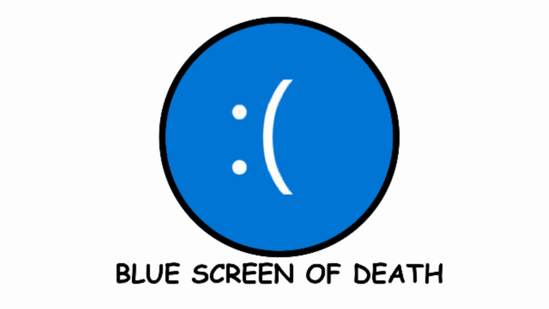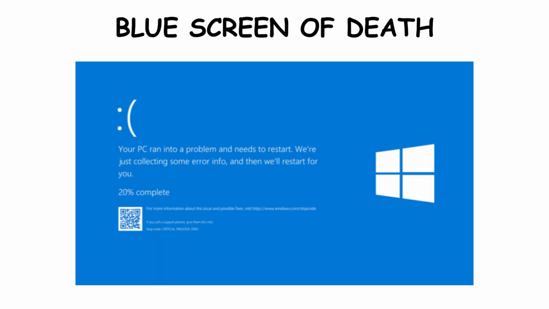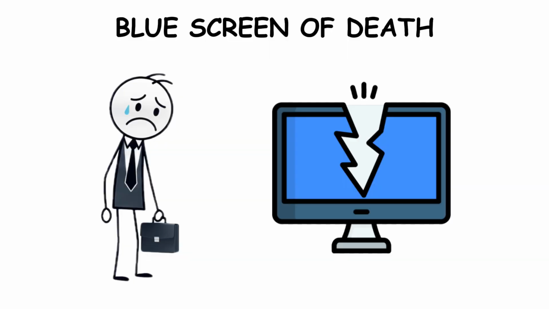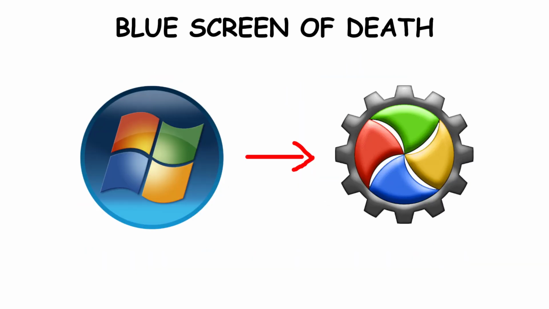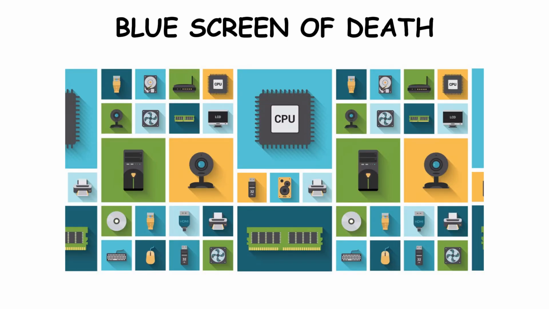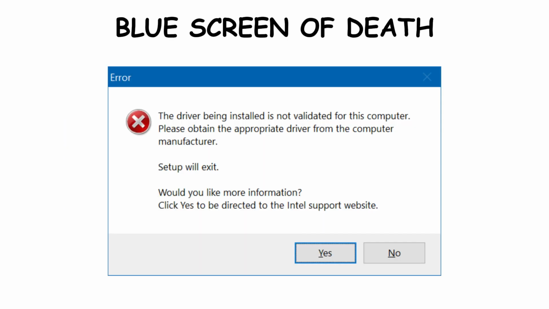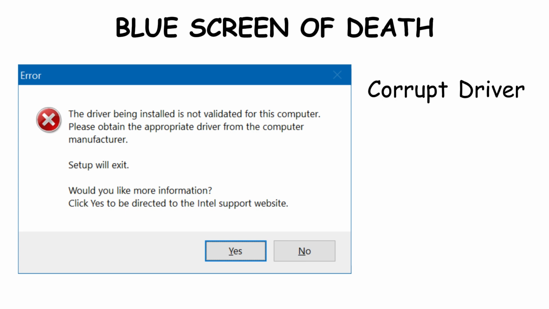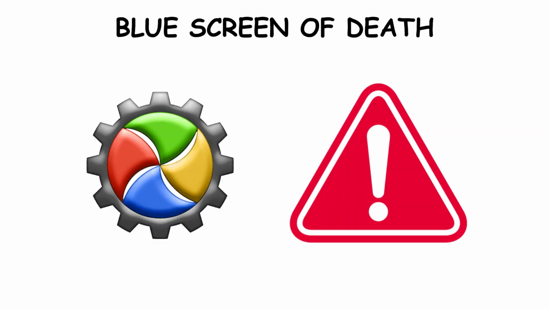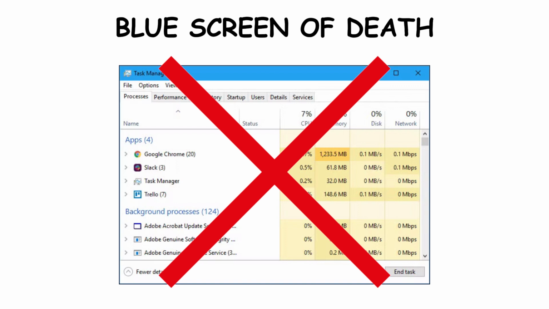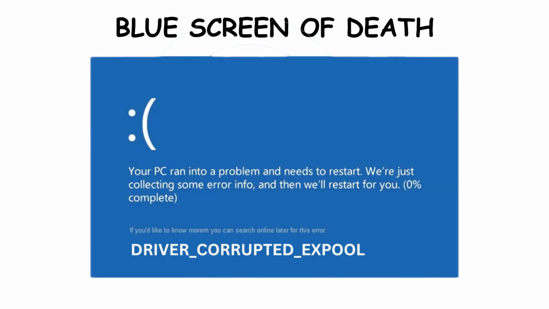The blue screen of death. Most people think a blue screen of death means the computer broke. It's actually the exact opposite. It is an emergency defense mechanism. The core of your operating system, called the kernel, constantly manages the hardware. If the kernel detects a critical miscommunication, like a corrupt driver trying to overwrite essential system memory, it purposefully triggers a kernel panic. It instantly kills all processes and crashes the system to prevent permanent data corruption.